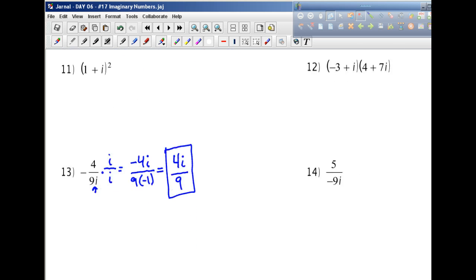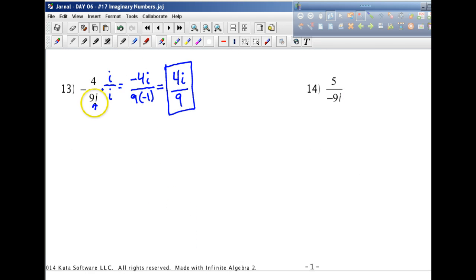When it comes to dividing, no imaginaries left in the denominator, no matter what. In order to do that, just multiply it by i, and that cancels it out, because i squared equals negative 1, and that's not an imaginary number anymore.